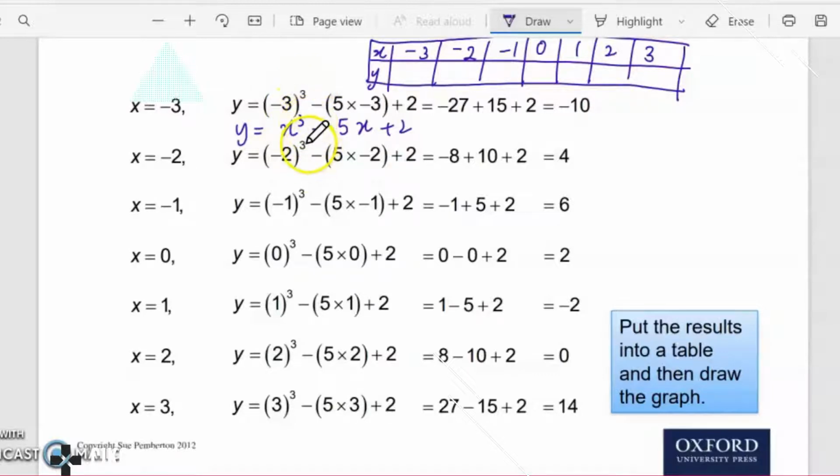Okay? Untuk kuasa 3 ni, negatif ke positif number pun dia akan affected lah. Okay. So, for this part, you can get the value of y. Here is negative 10 and then 4 and then 6 and then 2. And then negative 2 for 1 and then x equal to 2 we get 0 and x equal to 3 we get 14. Okay, so it's time to draw the graph.